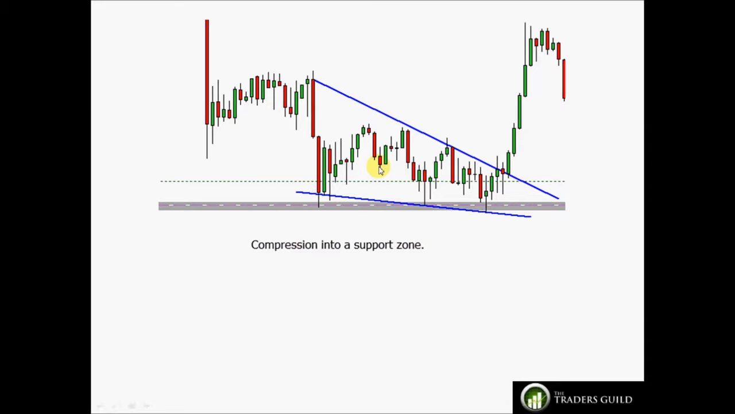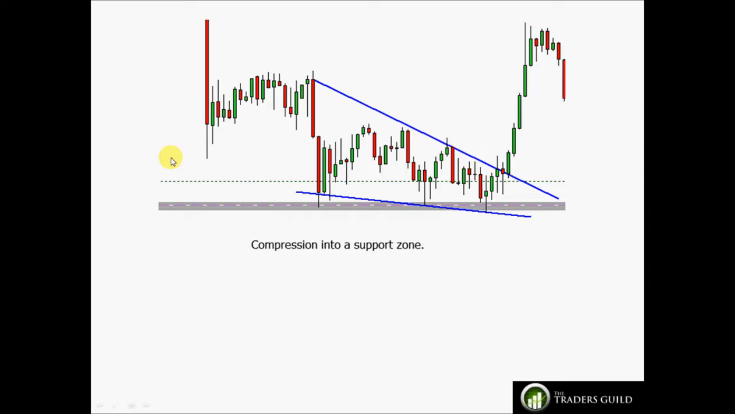Another example, converging wedge, moving into a support zone whilst rising, and therefore consuming demand until a point where price is squeezed so much we get the volatile breakout, the good momentum breakout.